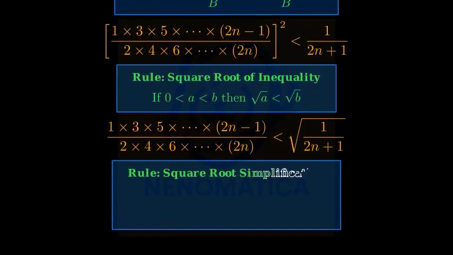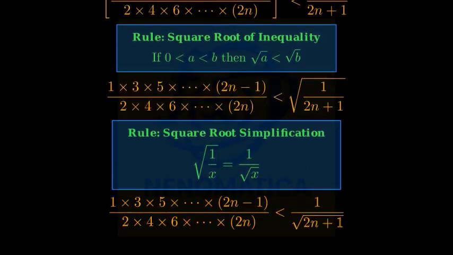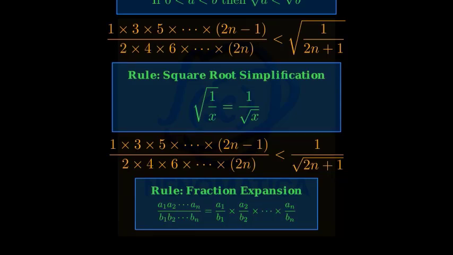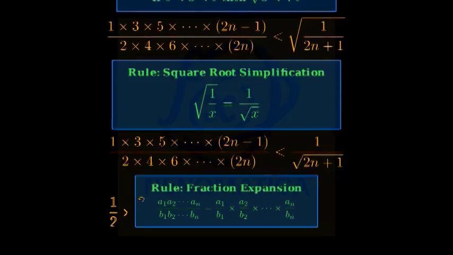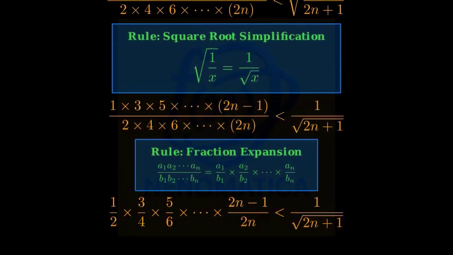We can simplify the square root on the right. This leads us to our final inequality as shown in the algorithm. Finally, we can expand the fraction into its component terms. This gives us this expanded form of our inequality, which completes our proof.